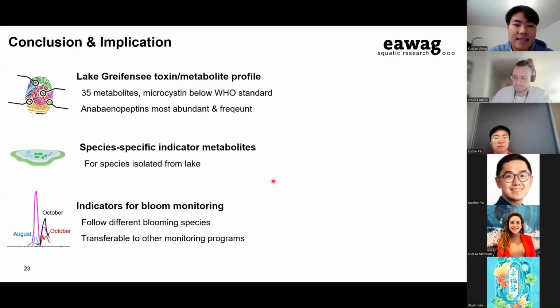By analyzing the toxins produced by the three strains, we could find the indicated metabolites for each strain. And by following the changing patterns of the indicated metabolites, we could reflect the variance of the producing strains. It can also be used in other lakes, especially lakes where many different cyanobacterial blooms happen.